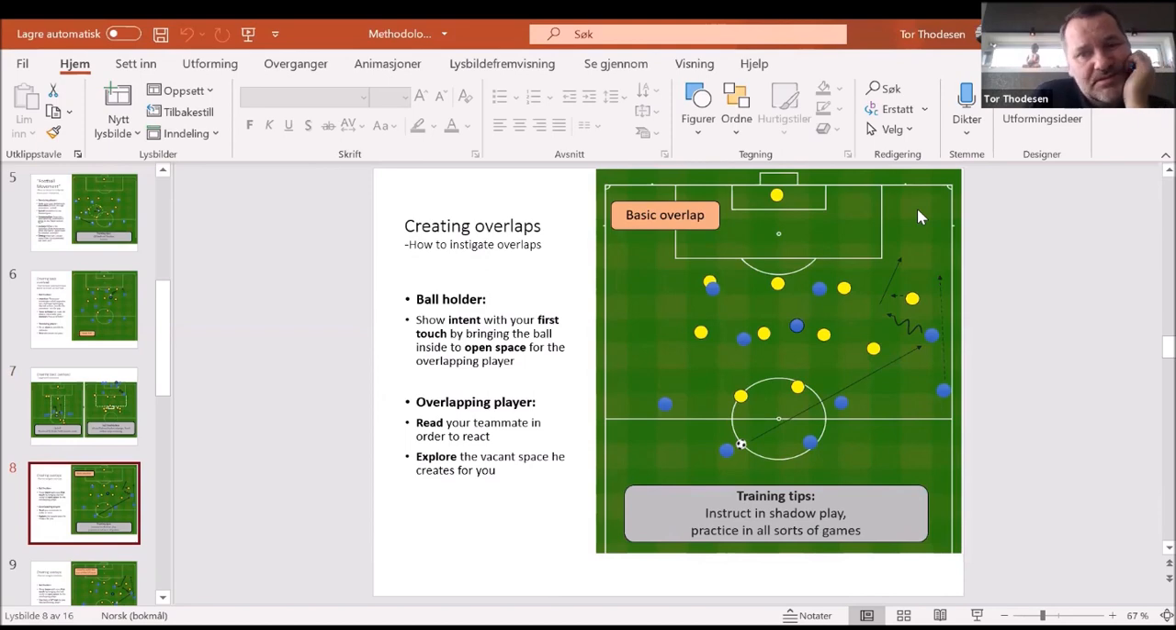Creating overlaps. First, the basic overlap, often determined by the first touch of the receiving player. Here, the wide player gets a cross from the center back. He moves inside, which opens space for the fullback to come around, and then brings the ball in and plays it out again. Basic overlap. All about ball handling, of course, and space and time.